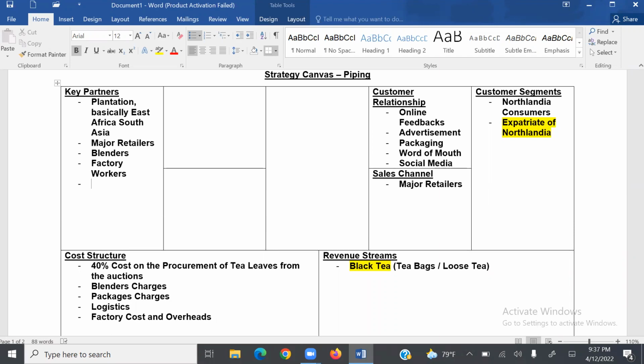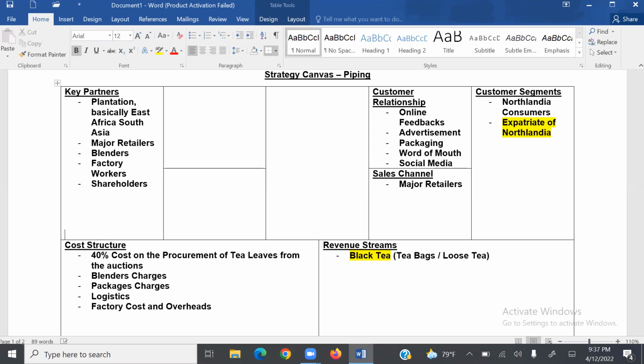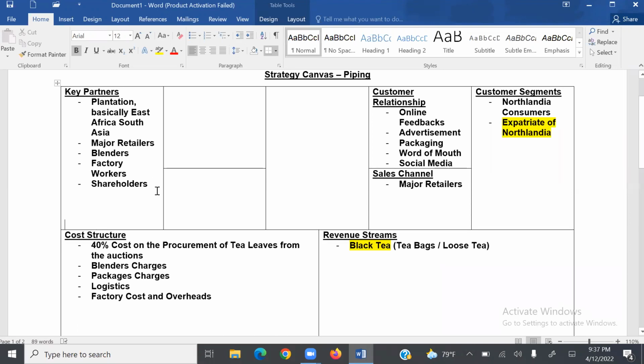And then students, we can also focus on other aspects as well. For example, I can generally say the shareholders, because shareholders are important, because we are generally a listed organization in order to raise finance. Executive and non-executive directors, sir. Correct, correct. And the management all falls under this. So students, these are the key partners.